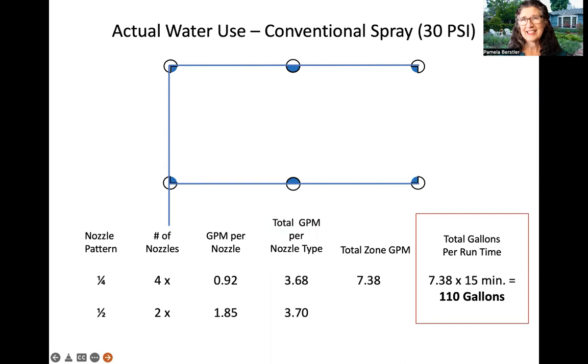If you don't have access to the meter, all you have to do is take that total zone gallons per minute that you calculated earlier, and then multiply it by the number of minutes that you ran the system. So in this case, we ran it 15 minutes. At 7.38 gallons per minute, 15 minutes comes to about 110 gallons for 6 sprinkler heads.